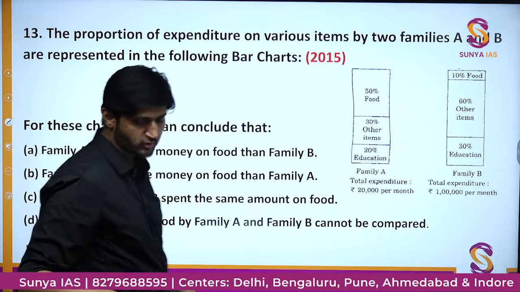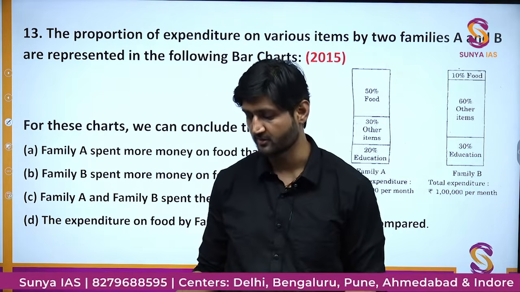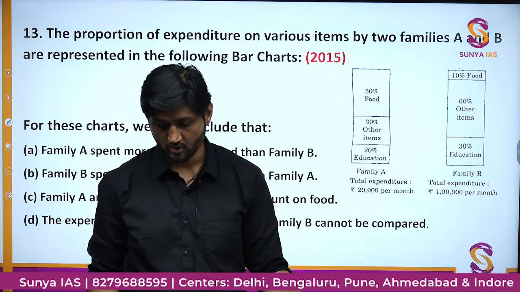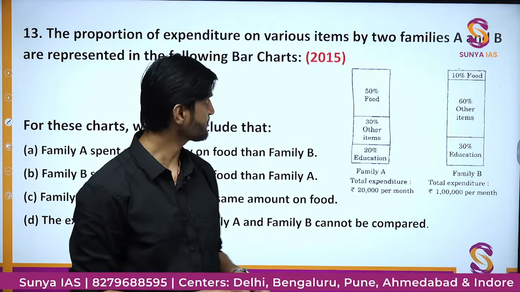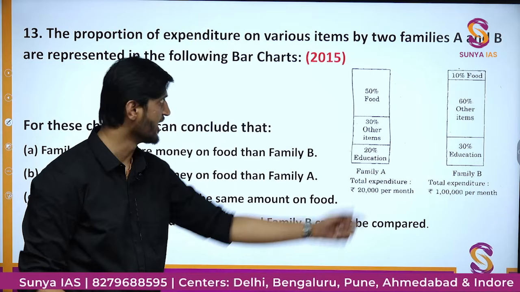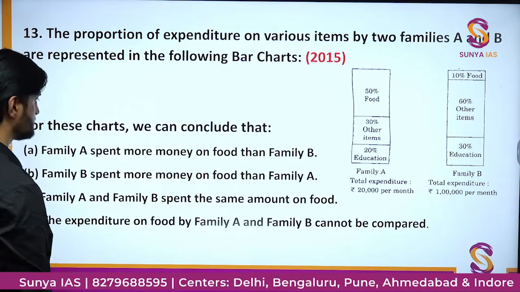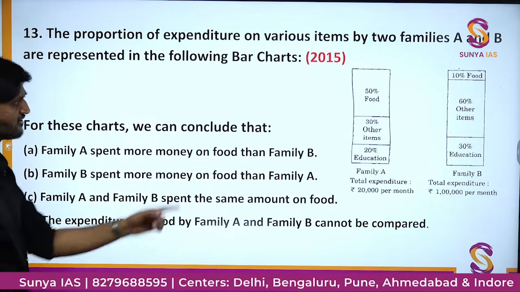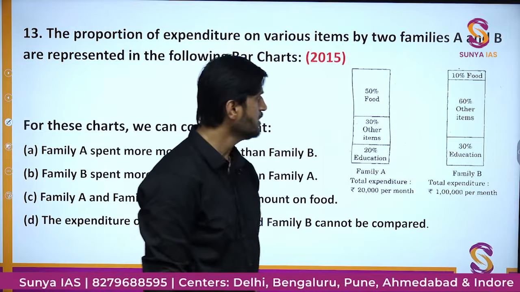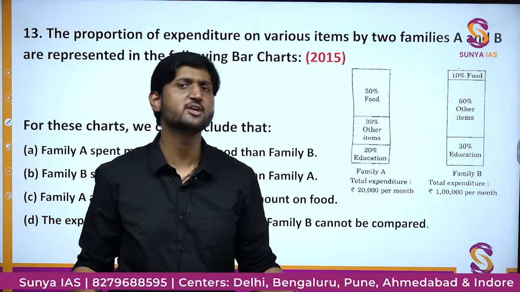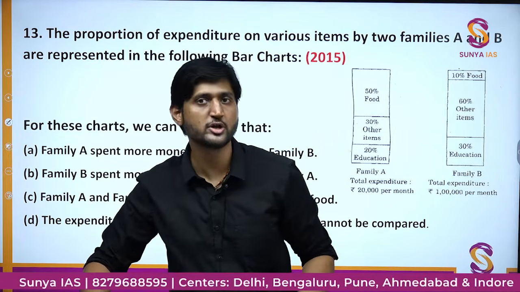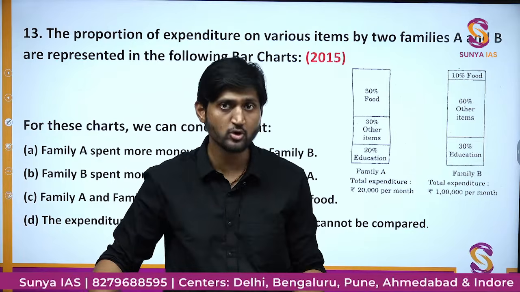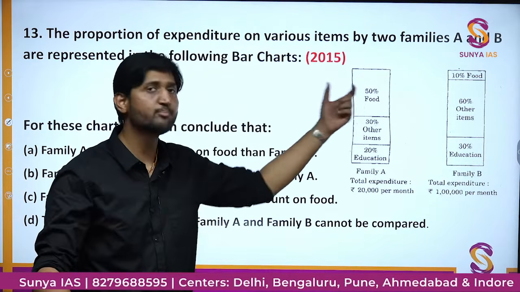Okay, so here you are given the expenditure pattern of two families in the form of this diagram, and we have to give some conclusions based on this information. So you might have studied somewhere in the GS that the poor families have to actually spend more, more part of their income on basic things.